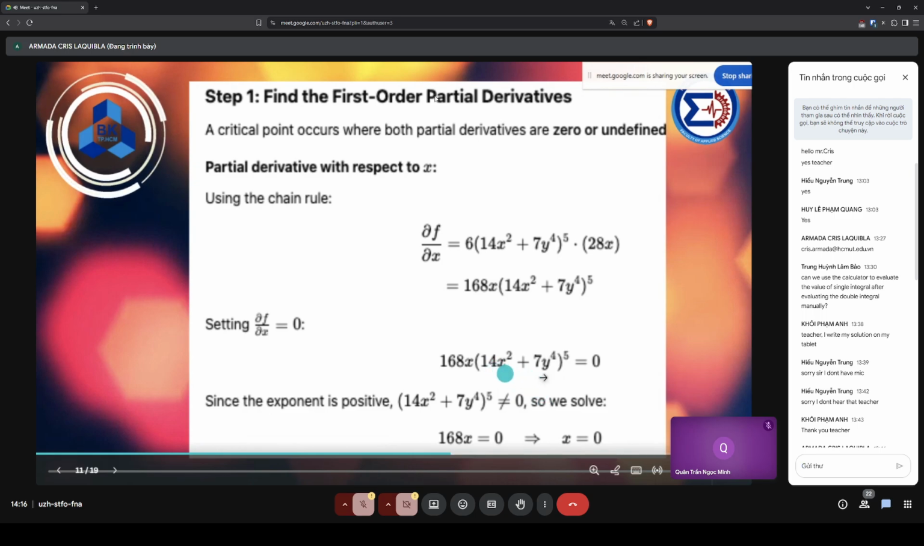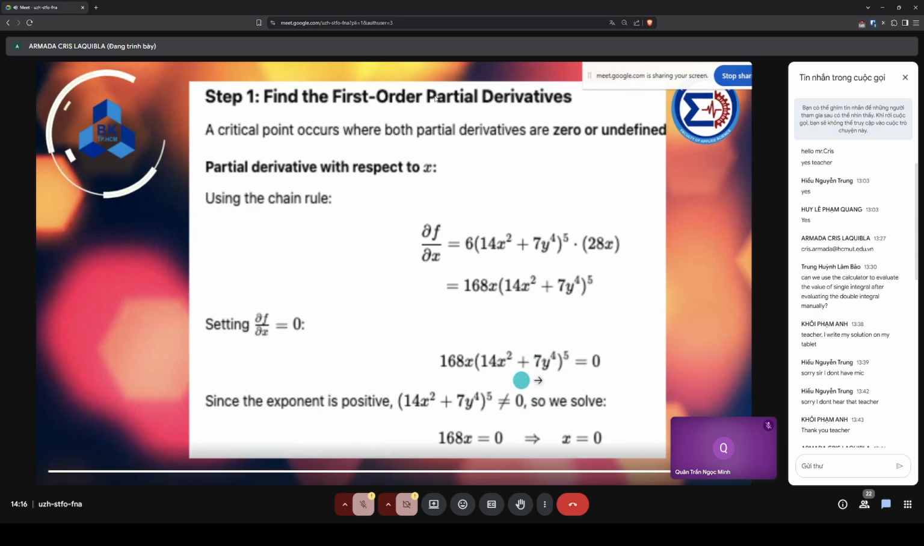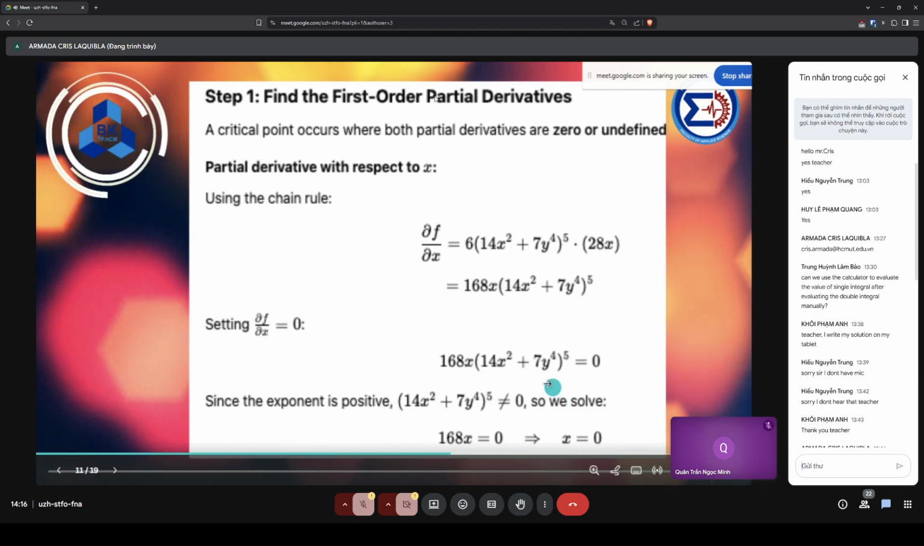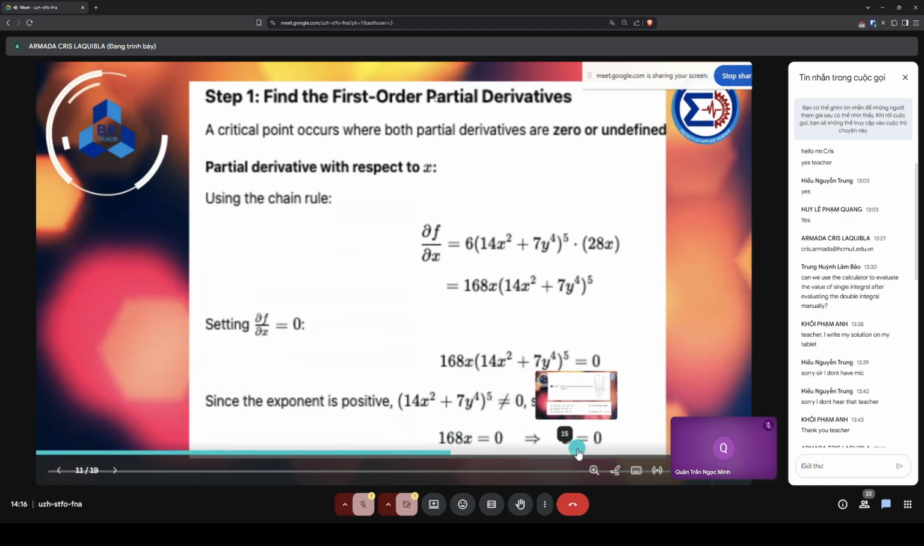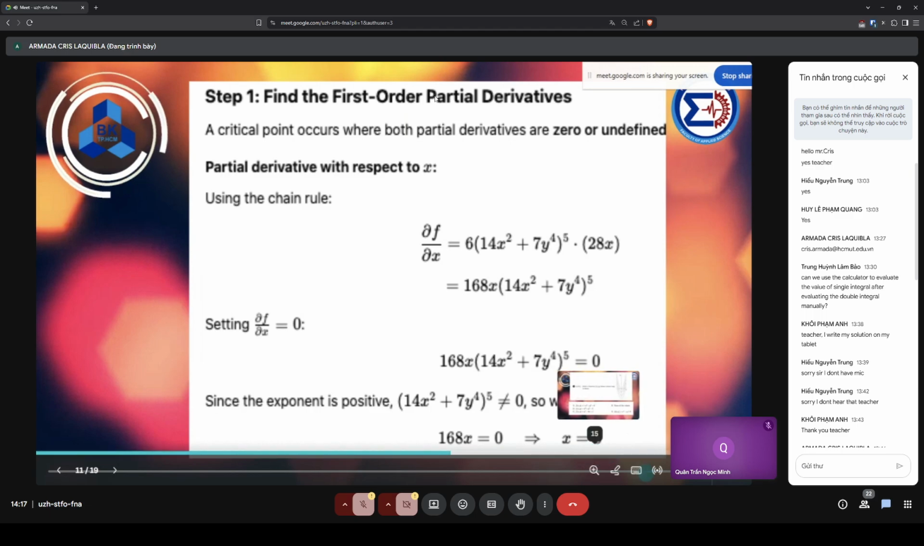Okay. So this whole thing here will not be equal to 0, since the exponent is positive, always. Okay, now next. We solve 168x is equal to 0. Divide 168 here, divide 168. We can get an x which is equal to 0. So we have a value x is equal to 0.